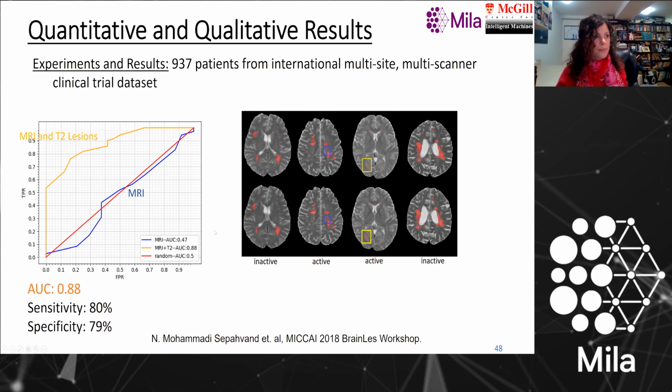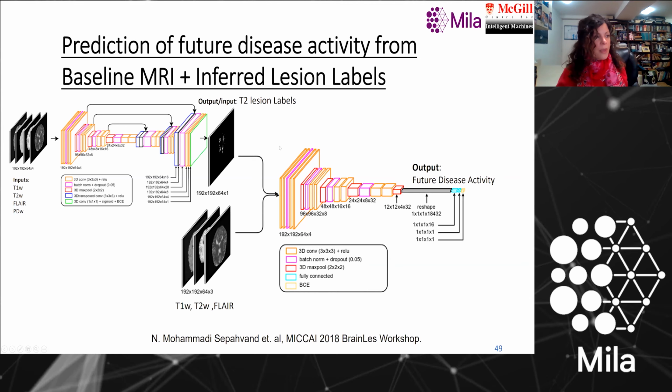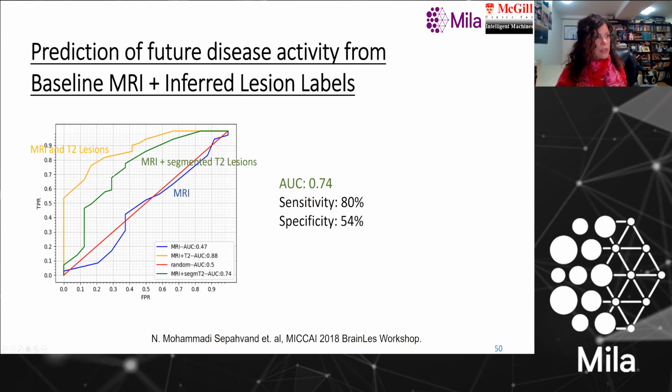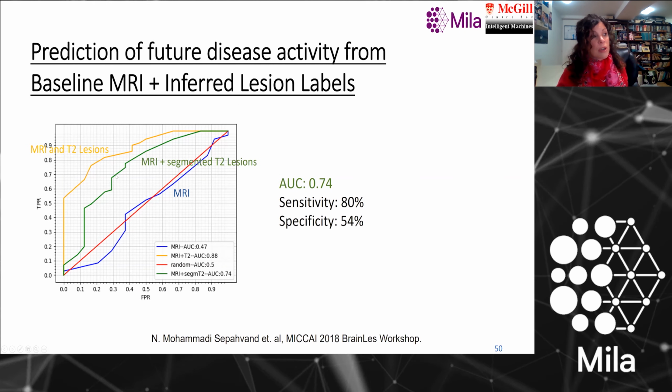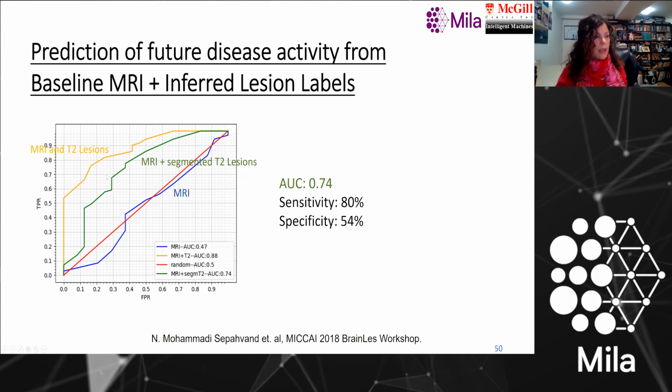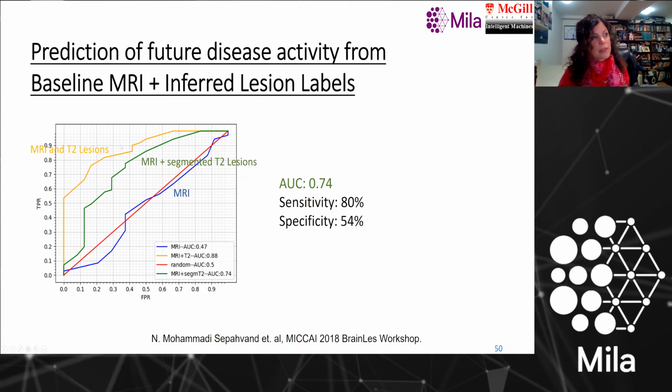But what if you don't have manually labeled lesion labels available to you? What we found is we took our baseline images and used our deep learning model to predict the T2 lesion labels, and then took the MRI and the predicted or inferred labels to predict activity. And here we found, as seen in green, that we did have a slight reduction in the area under the curve, but it still did really well.